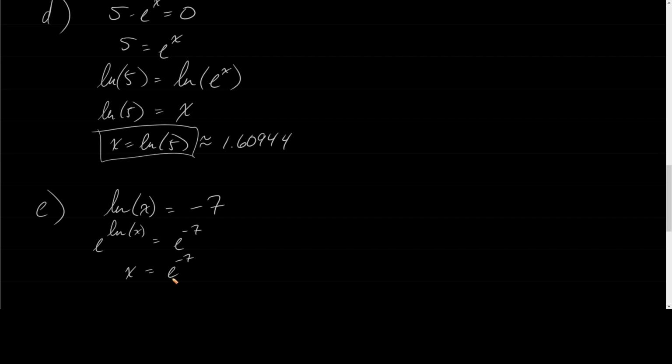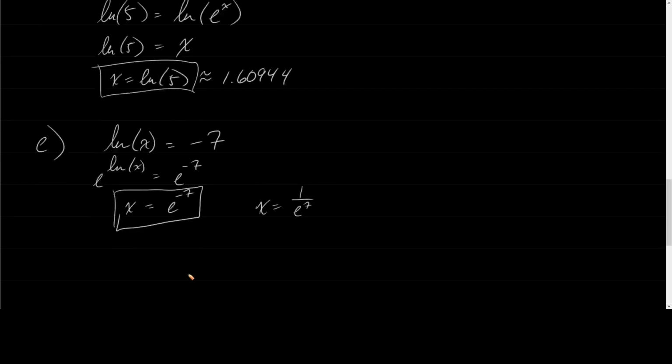Now, I know that in general, we like to write our final answers without negative exponents, but e is one of the few exceptions, all right? We don't mind e written as our final answer with a negative exponent. If you really wanted to, you can just write it as 1 over e to the 7th, but e to the -7 is acceptable.